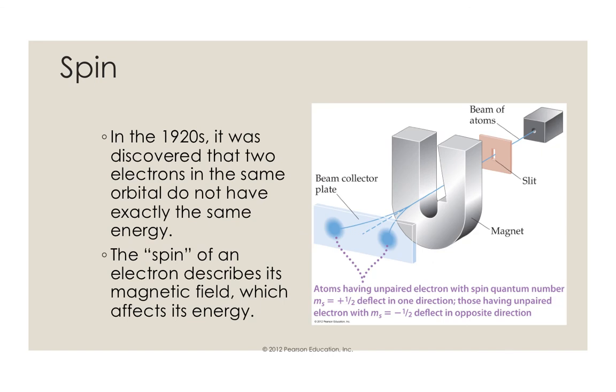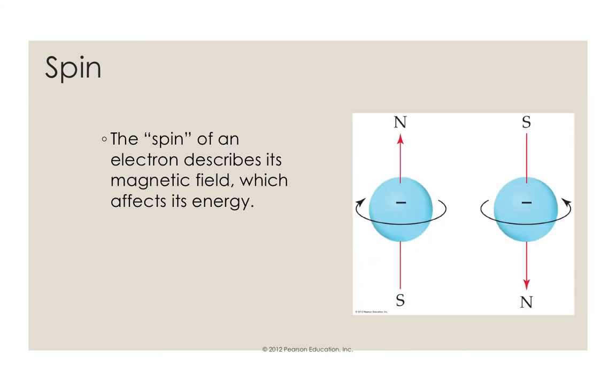All right, so one last idea in quantum mechanics is the idea of spin. In the 1920s, it was discovered that 2 electrons in the same orbital don't have the exact same energy. They're slightly apart. And how they explain this is that electrons are actually spinning in opposite directions. Because they're negative, that creates a magnetic field and affects their energy a tiny bit. That difference we refer to as spin. It describes the energy of the magnetic fields of the electrons, which affects their energy.